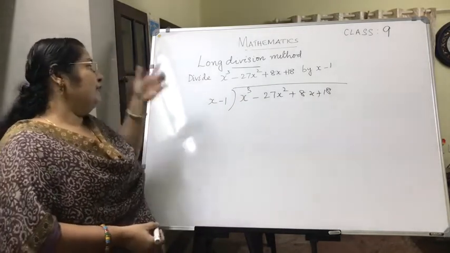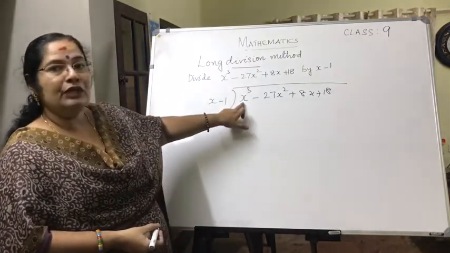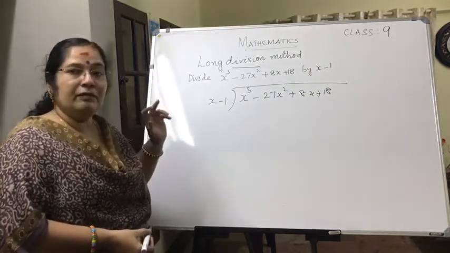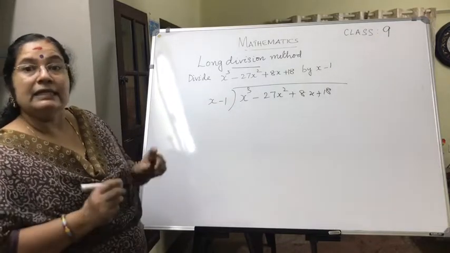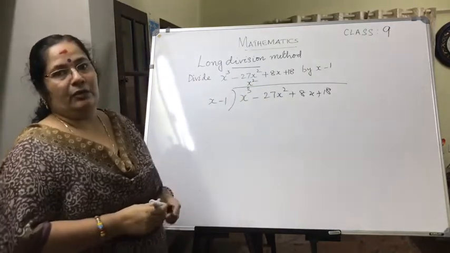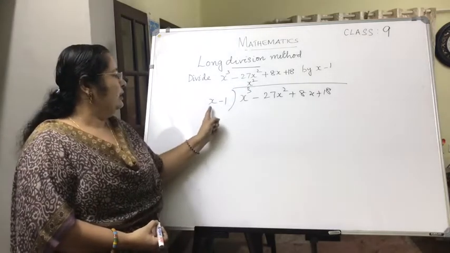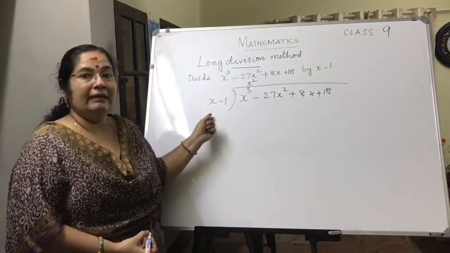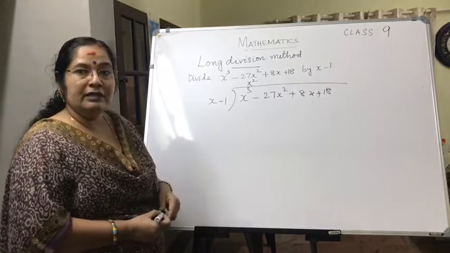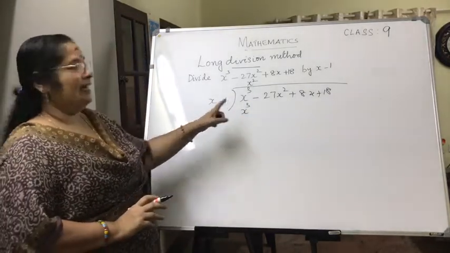So always try for finding a term which when multiplied by this first term will give you the first term of the dividend. So as told, what is the term that you have to multiply? You are taking it as x square. So the first term in the quotient will be x square. Now what you have to do is, you will be multiplying this x square with both the terms coming in the divisor. So x square into x, what do you get? X cube. You are getting the first term.